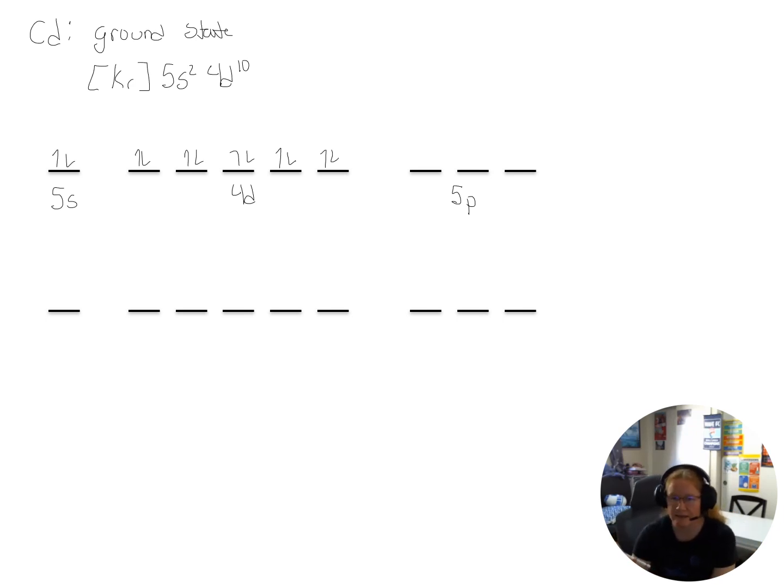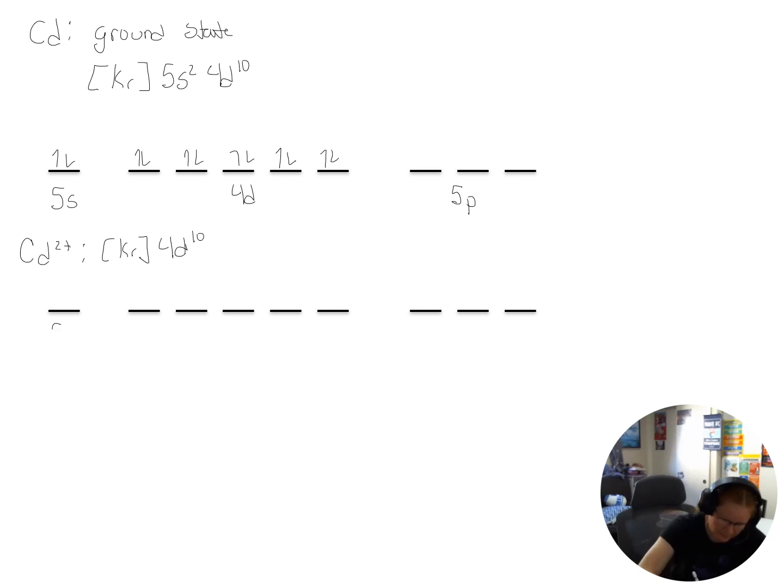Our problem tells us that cadmium, when it forms its +2 ion, is diamagnetic. So what do we lose so that we're diamagnetic? We lose those two 5s electrons. So we're going to get krypton 4d10. And there is our magnetic data as related to our electron configurations.